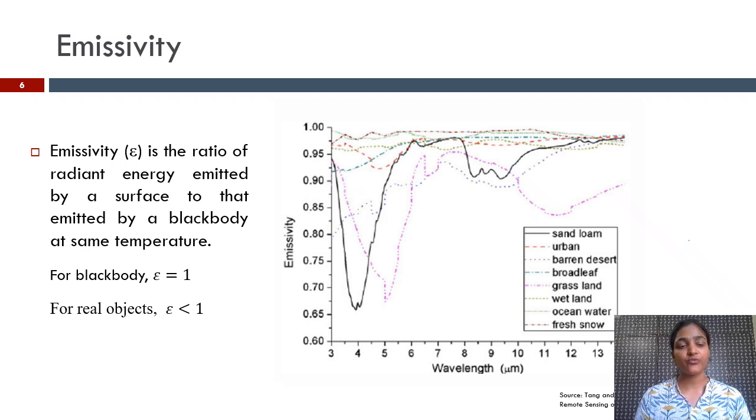So now we move to the term emissivity. What is emissivity? Emissivity is the ratio of the energy emitted from the surface to that of the radiation falling on the surface. Since a black body is a perfect absorber and a perfect emitter, its emissivity is 1. For real objects, not all the energy reaching the surface gets emitted. Some is absorbed too. So its emissivity is less than 1.